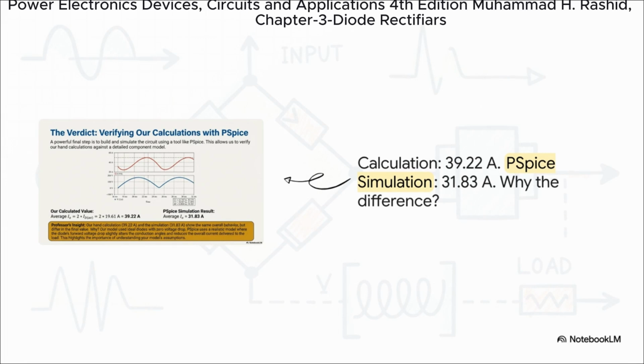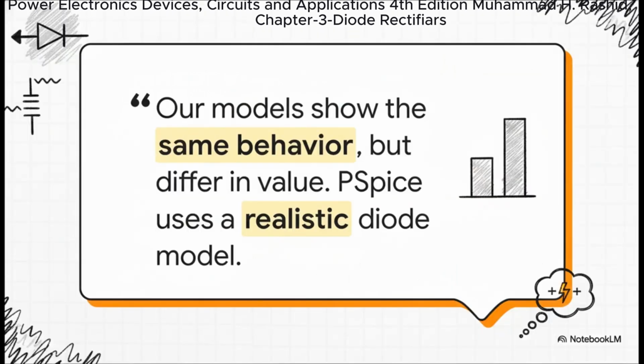We verify it. A fantastic final step is to build this circuit in a simulation tool like PSpice. This lets us compare our theoretical pen and paper model against a much more detailed simulation. Our math gave us an average output current of 39.22 amps, while the simulation came back with 31.83 amps. They're in the same ballpark for sure. But why the difference? This is a crucial lesson.